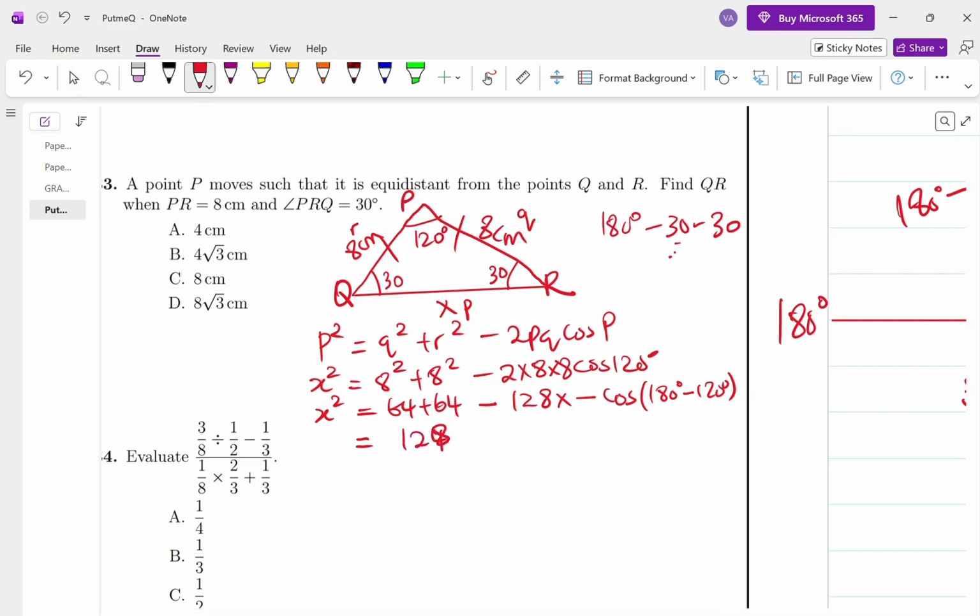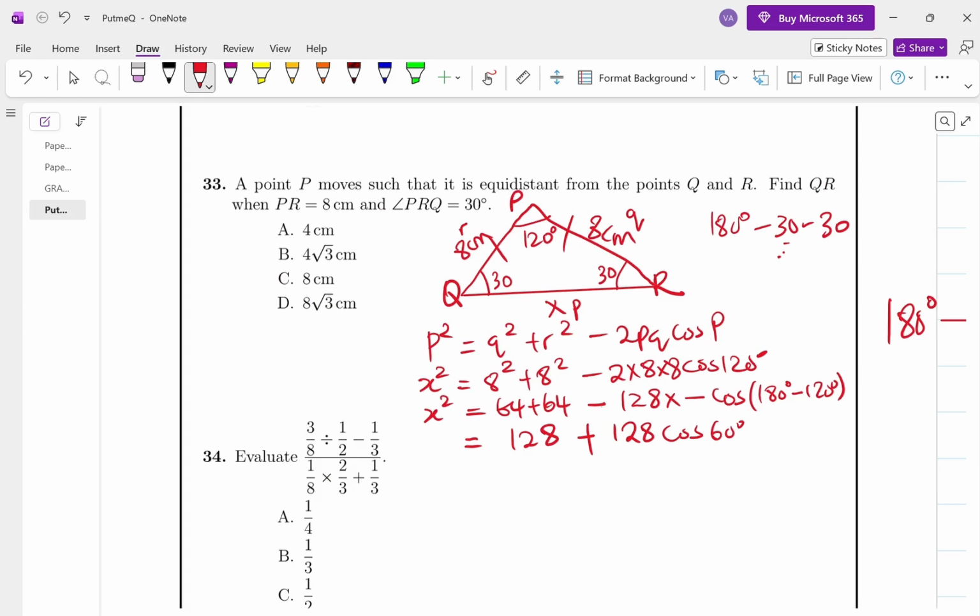So this will be 128. Minus 128, or this will now be plus 128 because minus times minus is plus. And then cosine of 60 degrees. Cosine of 60 is a half. So this is 128 plus half of 128, which is 64. We're going to add this up. So 128 plus 64 gives 192.